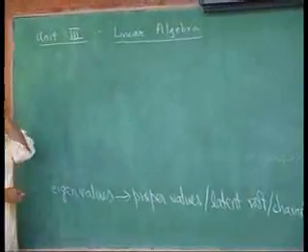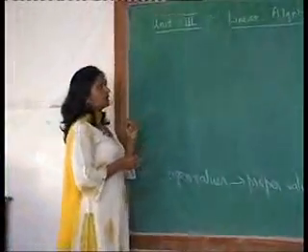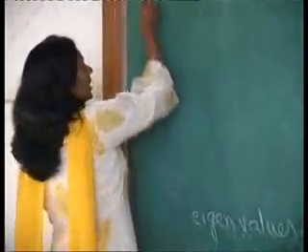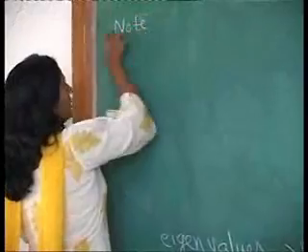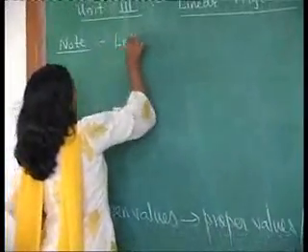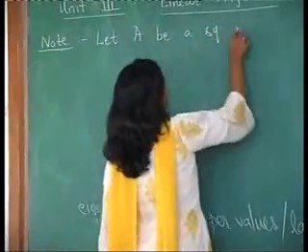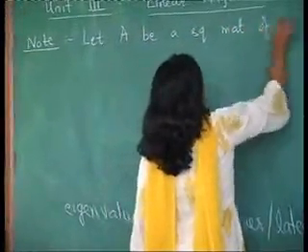Come to the system of linear equations. There was a particular result that I had mentioned. I will recall that over here before I go to the next result. Suppose I take A to be a square matrix of order n.